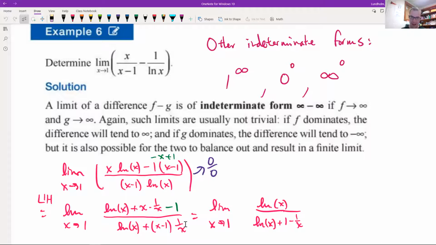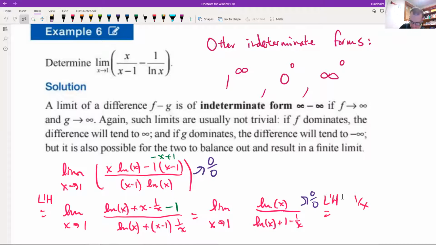Okay, and now if we were to plug in 1, we get ln of 1 is 0 on top, and we get 0 plus 1 minus 1. So we'd get 0 on the bottom again. So we're not done. Okay, we keep going. We're again in the 0 over 0 indeterminate case. We're not going to let that get us down.